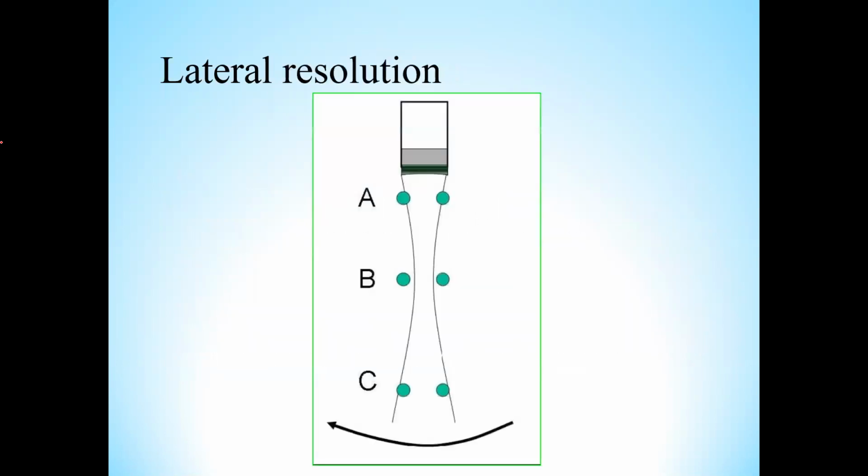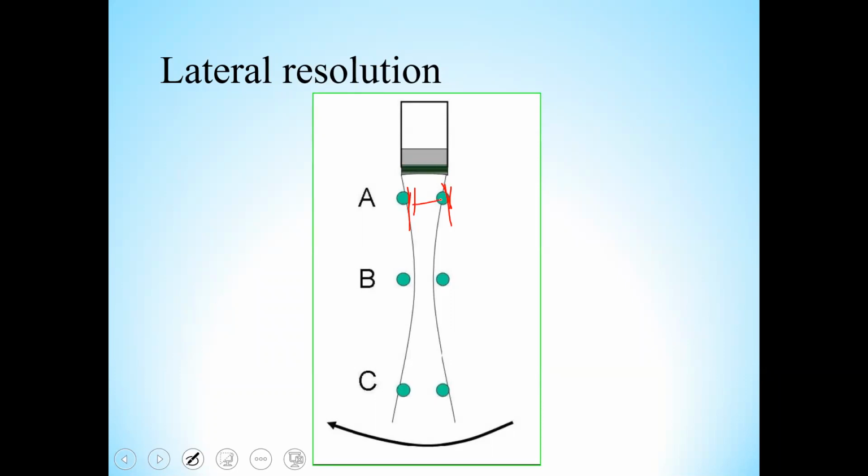Just for example, this one. Here in this example, you can see structures placed across the beam axis. And now if your machine is able to separate them from each other, then that will be better lateral resolution.